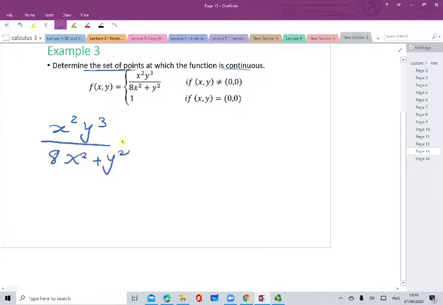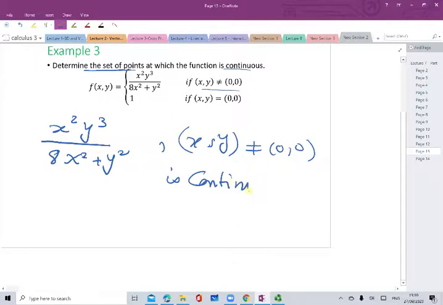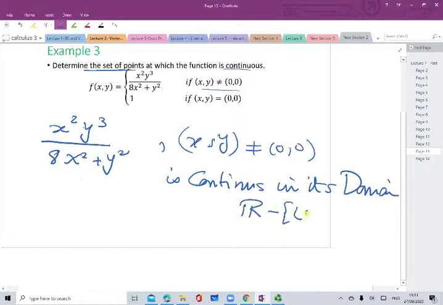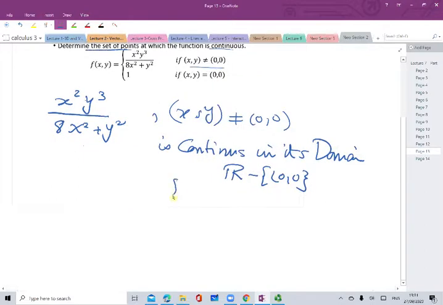So when I look at the first part of the problem, x squared y cubed over 8x squared plus y squared, this function is defined for all (x, y) not equal to (0, 0). On its own, this function is continuous. This is a rational function built from multiplication and addition of my variables x and y. This function is continuous in its domain. Okay, what is the domain here? It is R squared minus the point (0, 0). I'm talking about the first part of the function. So why? From the theorem.